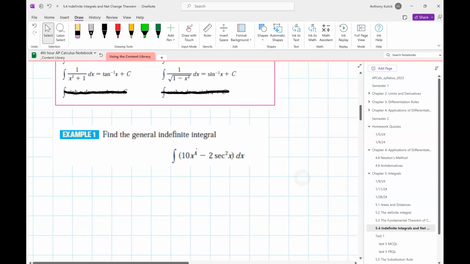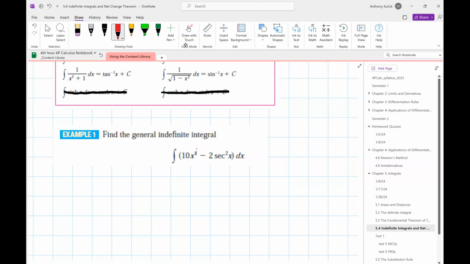Okay. So let's go and do some practice here. All right. So here we're asked to do the indefinite integral. I can tell it's indefinite because there's no bounds on my integral symbol of 10x to the fourth minus 2 secant squared x dx. So I'm going to do this showing a lot of work the first time, and then we're going to cut down on the work in the future as you get a feel for how this is going to go and what stuff matters and what stuff doesn't.